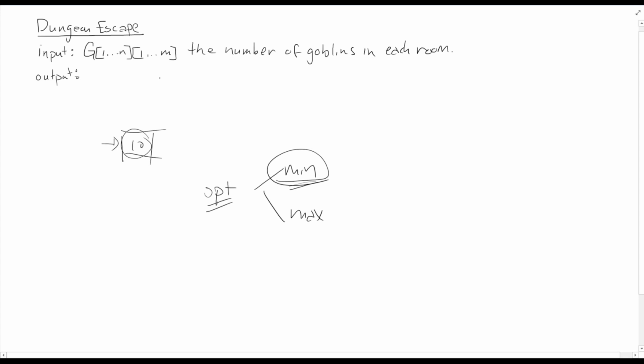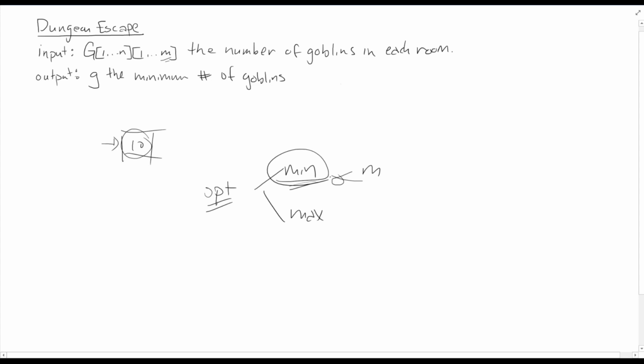Okay, and actually, I need to be careful. I was about to say, let's call it m for min, right? Ah, I already have an m written right there, so let's be careful. Maybe let's call it lowercase g. Uppercase G is my graph, my grid. Okay, so g is going to be the minimum number of goblins.